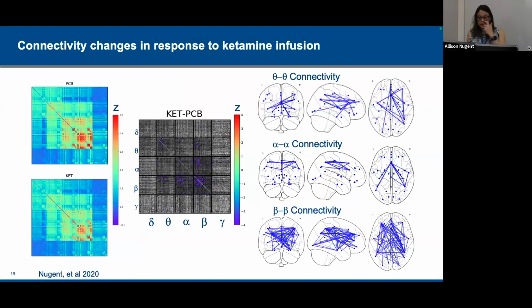We also looked at this same cohort after both ketamine and placebo, and ketamine robustly decreased connectivity, particularly beta band connectivity. So again, these two studies show that there's this extra layer of information that MEG can provide beyond just identifying what regions are functionally connected.